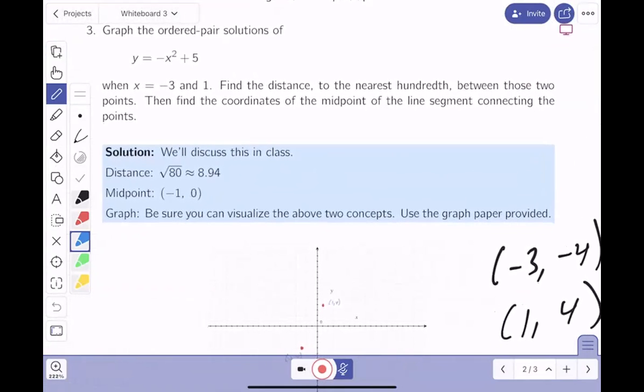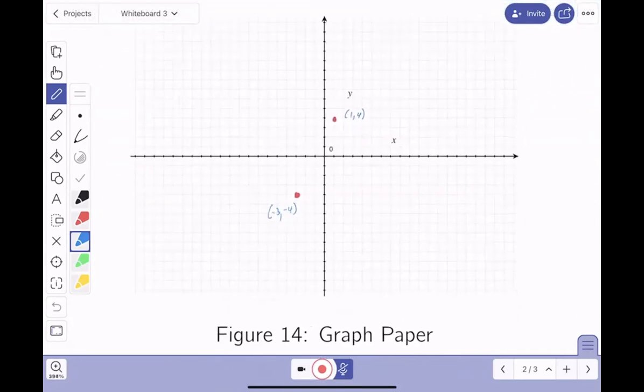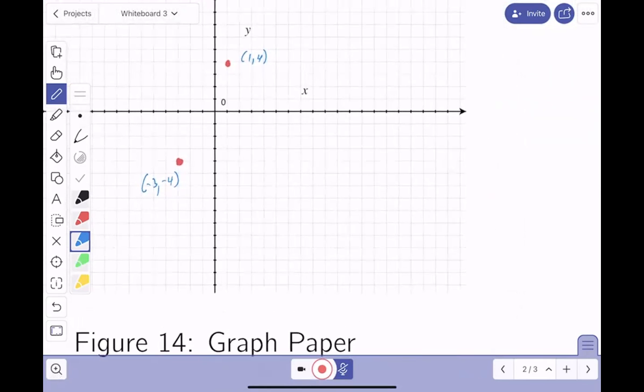Now, again, I might have them wrong. Who knows? I make mistakes, right? Now they say find the distance. Well, I've got a distance formula, and I'll write this down for you. I'm getting a little better at it. And I'm going to put this over here.